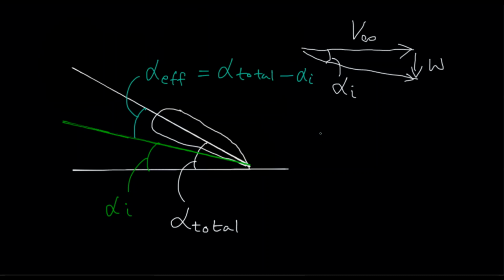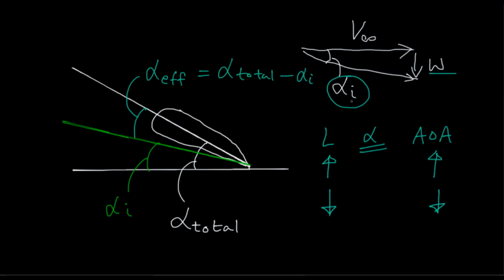As we all know, lift is proportional to the angle of attack, and this sign means proportional. So the greater the angle of attack, the greater the lift. The lower the angle of attack, the lower the lift. Now, how does the induced angle of attack affect our lift? Well, the greater the downwash, the greater the induced angle of attack, and the smaller the effective angle of attack, which reduces our lift because our effective angle of attack is reduced.